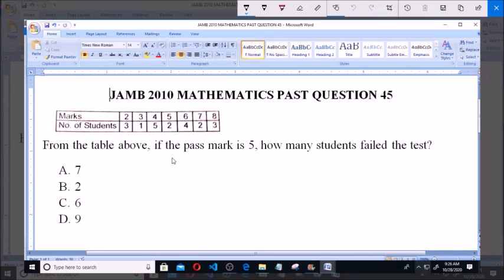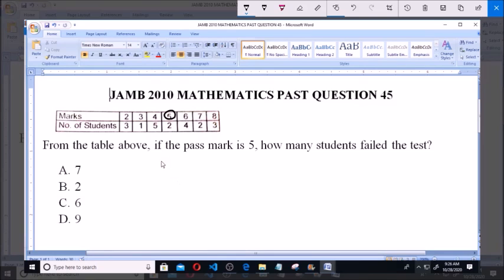Now the question says, if the pass mark is 5, how many students failed? Now to get the number of students that failed, we have to look at the students that got 4 and below. That is, those that got below 5. So those that failed the test are those that got below 5.